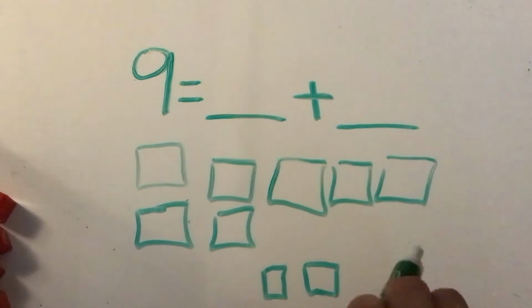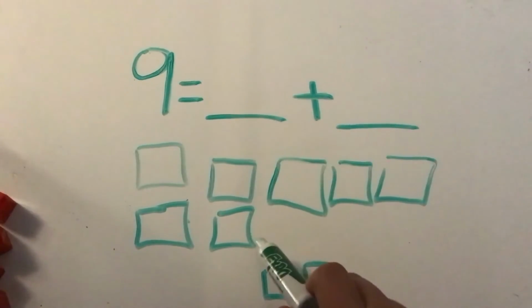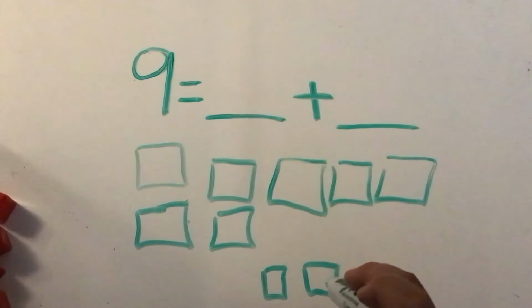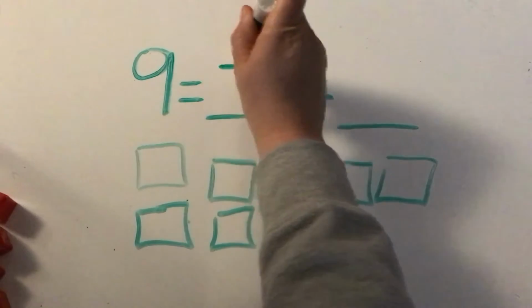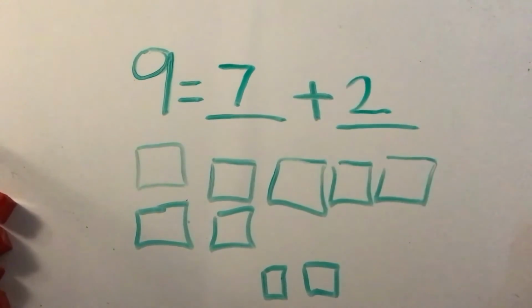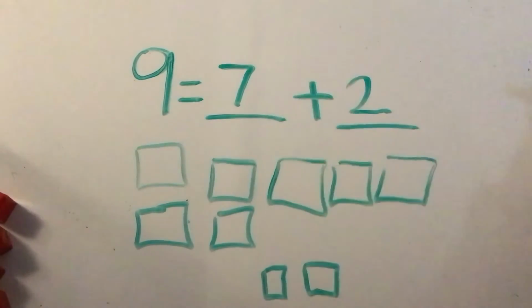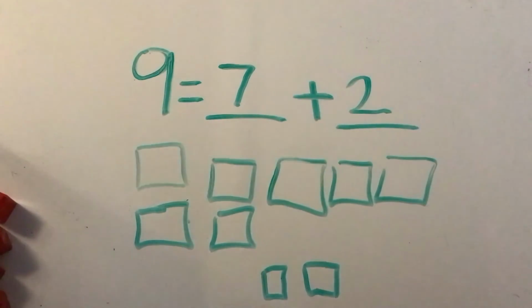So how many blocks are in all? 9. 7 tells us about the large blocks. 2 tells us about the small blocks. Now, let's fill in our number sentence. 9 equals 7 big blocks and 2 small blocks. When I'm finding parts, as I already know my whole, I can use my drawings as well as use my fingers to help me remember how many more I need.